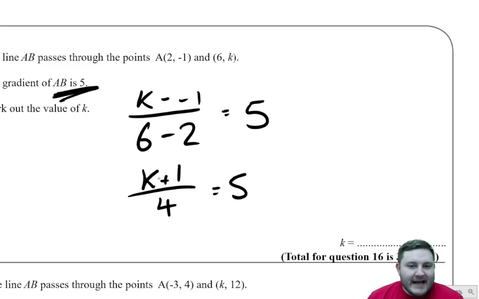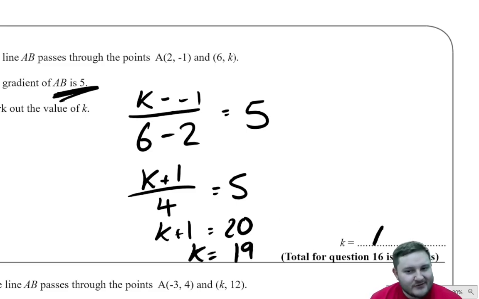Well, to find what k is, we have to do the opposite of whatever it says. So I'm going to times by 4 because it's a divide by 4. So k plus 1 is equal to 20. So k must equal 19 because you subtract 1. So k is 19. So this actually incorporates a little bit of solving equations with gradient.